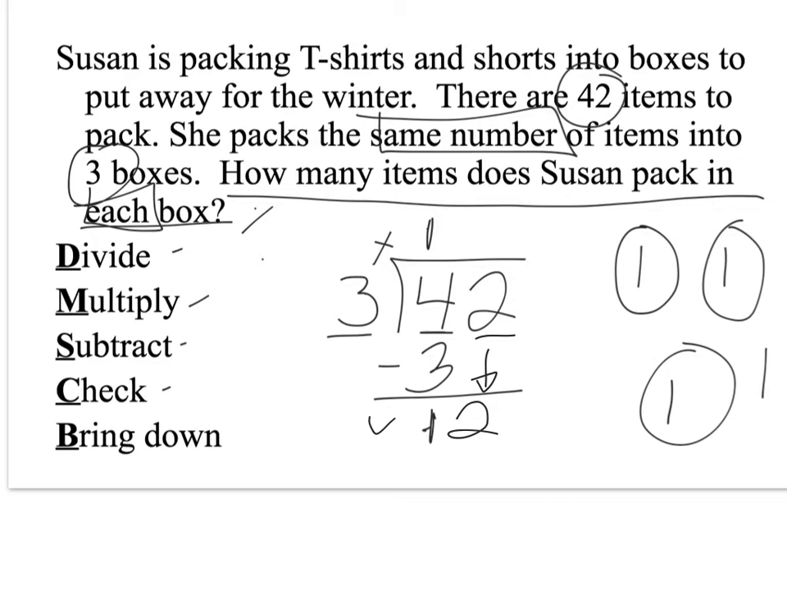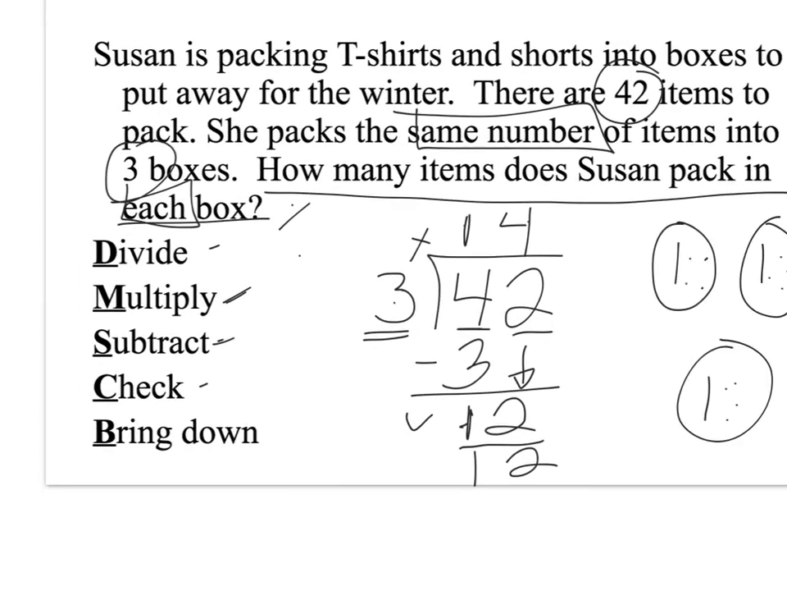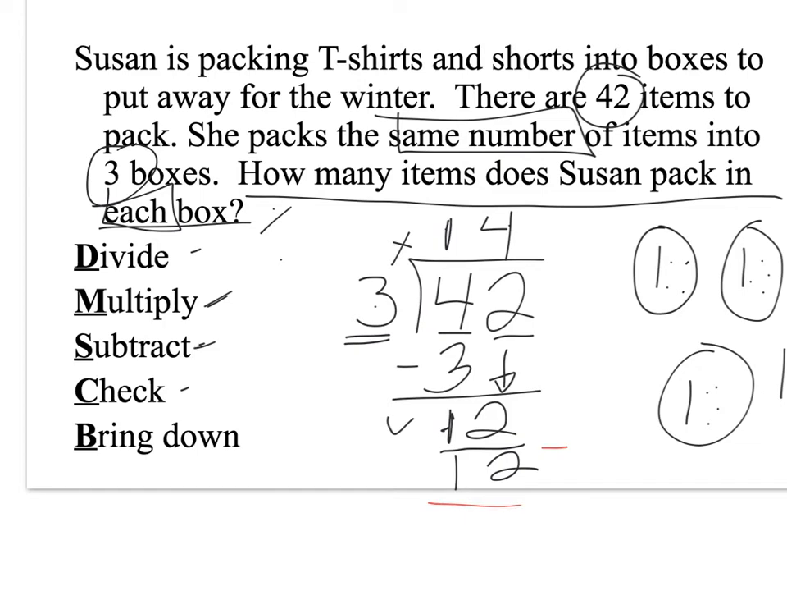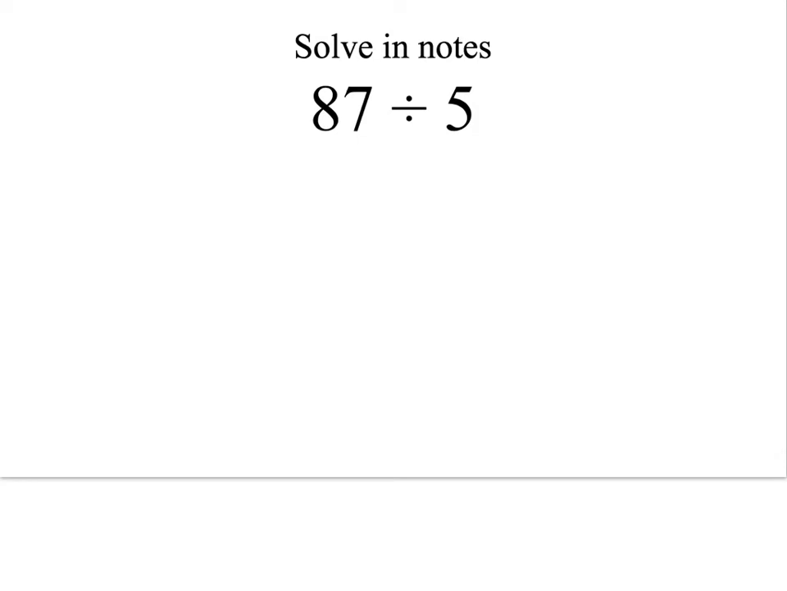So now I'm going to take my 12 ones and I'm going to divide them up into 3 boxes. Well, if I continue to count until I get to 12, I'd find out that I could do 4 in each box. So 4. Then I was going to multiply. 4 times 3 is 12. Subtract. So when I subtract, I get 0, which means I would be able to put 14 into each box, and I don't have anything left over. Let's try and solve the next problem together.